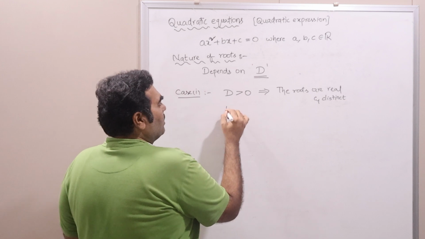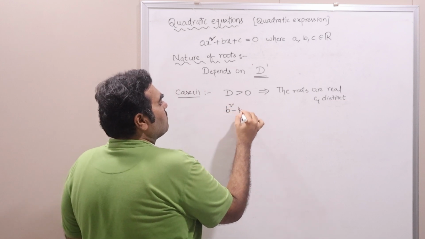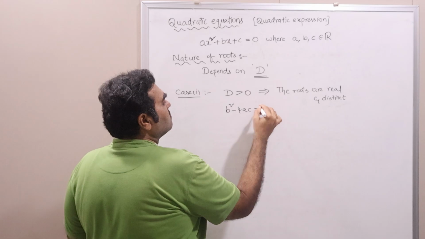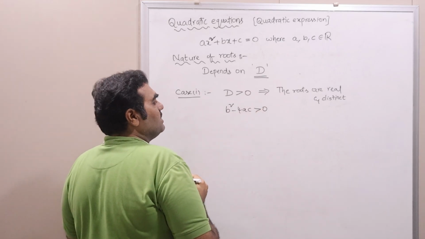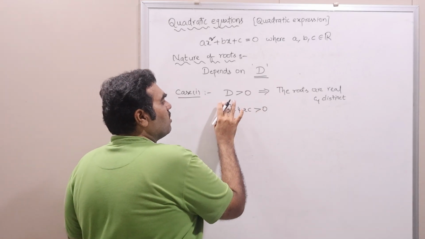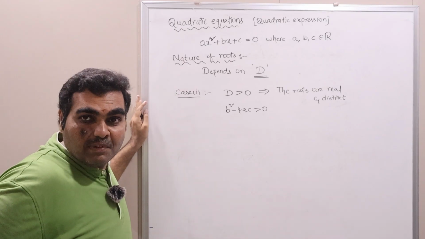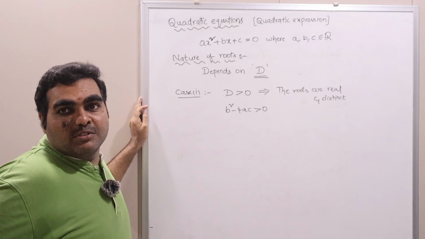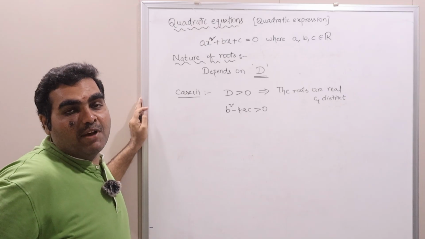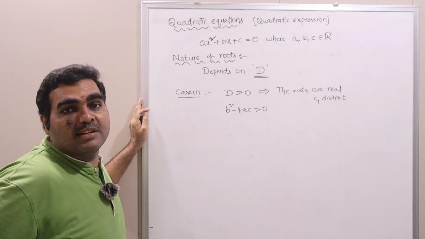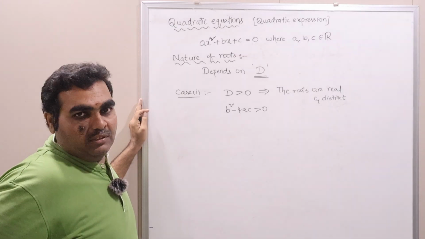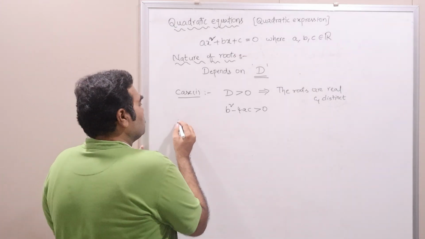So that means your b square minus 4ac will be greater than 0, which means that the square root of the discriminant will be positive. If you have a positive value under the square root, obviously the results will be real, right? This is the impact. Now case 2.